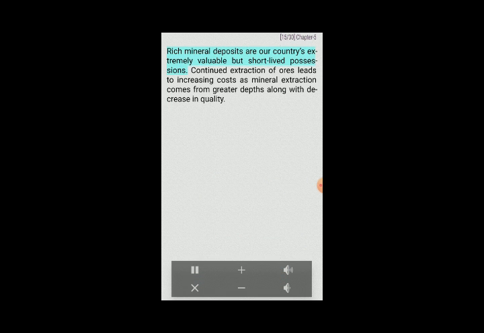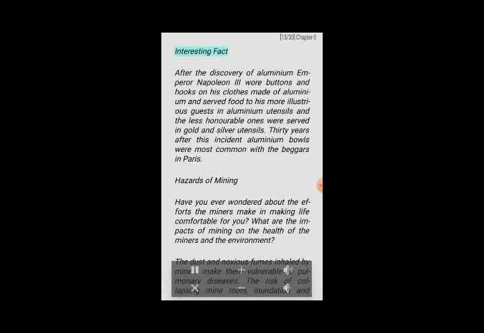Mineral resources are, therefore, finite and non-renewable. Rich mineral deposits are our country's extremely valuable but short-lived possessions. Continued extraction of ores leads to increasing costs as mineral extraction comes from greater depths along with decrease in quality.